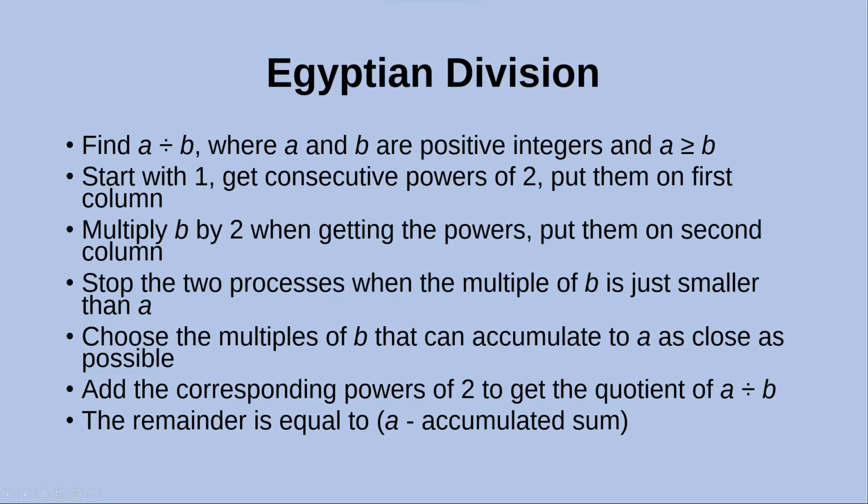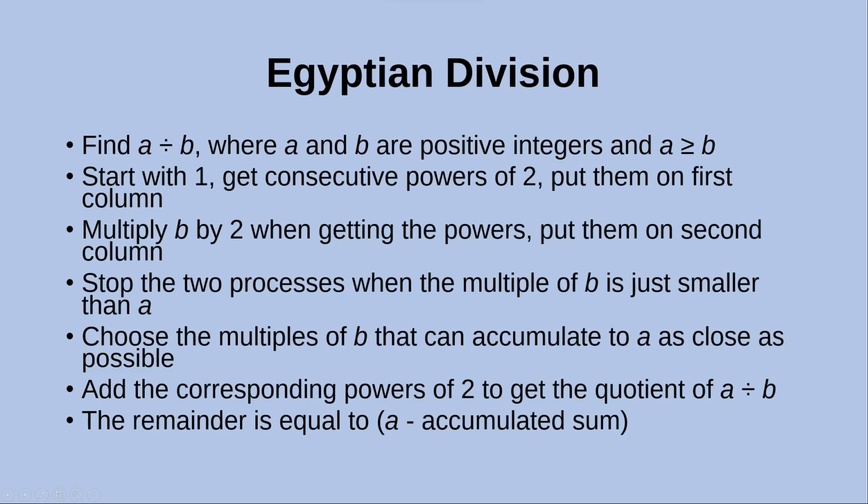In this video, I'm going to discuss Egyptian division. So what is the meaning of Egyptian division? It is a division that uses addition and multiplication to find out the quotient and the remainder. First we will be given a divided by b, so a is the dividend and b is the divisor, and they are both integers, and we have a larger than or equal to b.